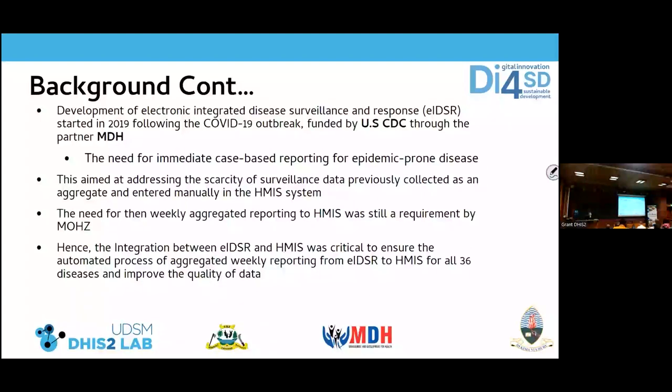It was aimed to address the scarcity of surveillance data, previously collected as aggregate and entered manually in the HMIS system. But the need for weekly aggregate reporting to HMIS was still a requirement by the Ministry of Health Zanzibar, because there are two units within the ministry. One was HMIS, which has the mandate to report weekly data, but in aggregate form. Then there is an epidemiology unit, which needed some diseases, 26 of them, to be reported immediately as case-based.